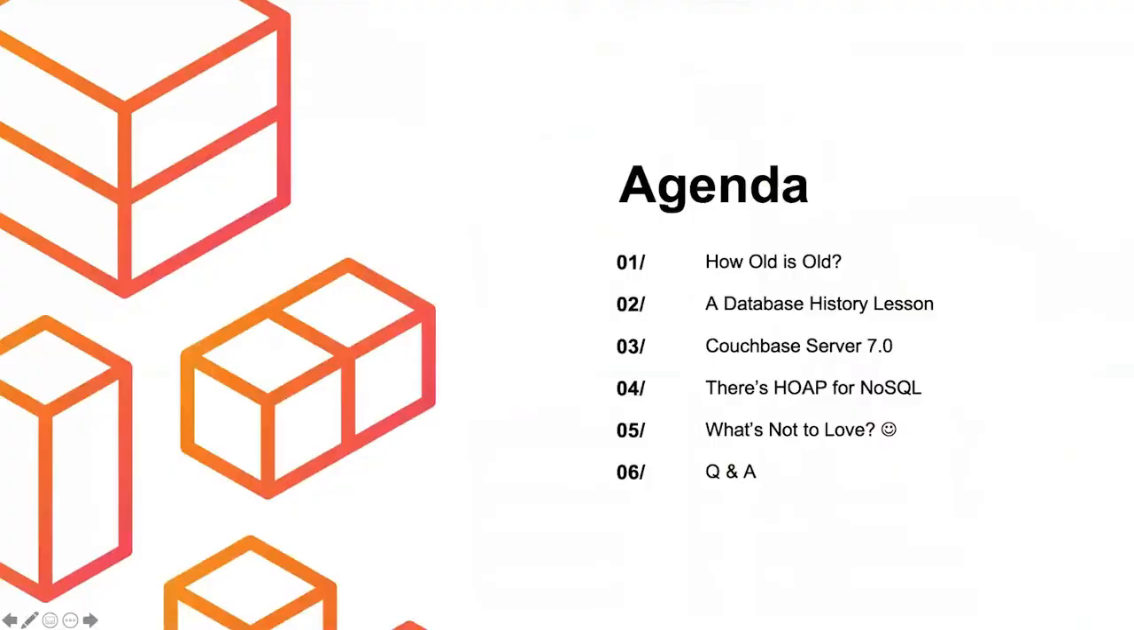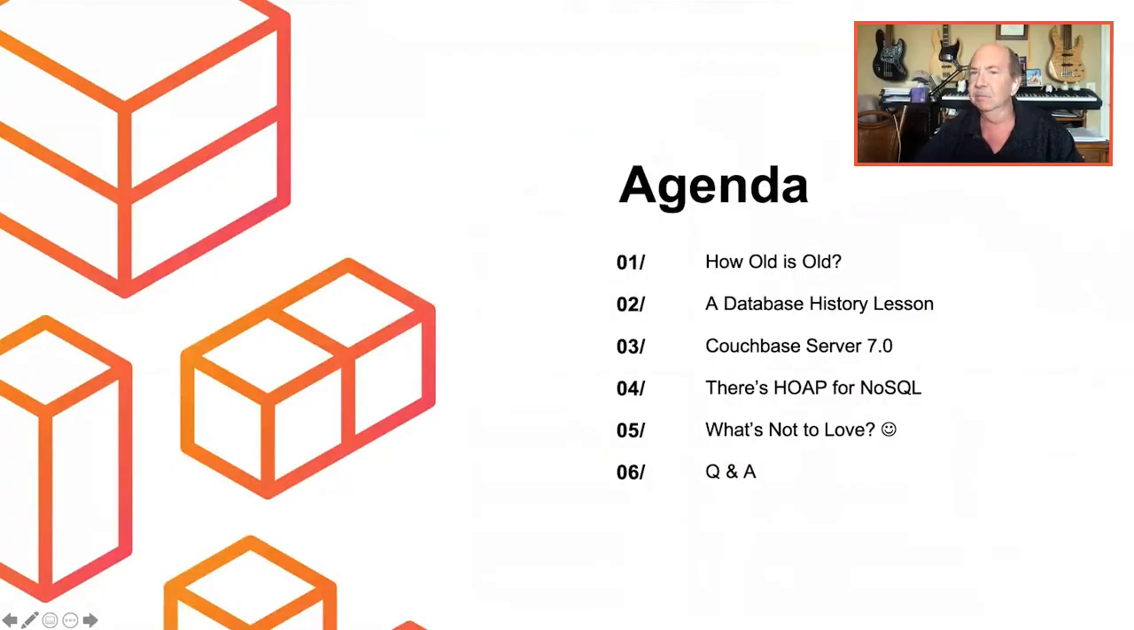All right, so the plan is to give you a little bit of background about me, because I'm saying I'm going to give you history and I'm an old guy, so I want to convince you that it's maybe worth listening to. Then I'll give you a database history lesson, and then I will talk about Couchbase Server, and particularly 7.0 and what it brings to the table. And then I'll talk to you a little bit about HOAP for NoSQL. I'll explain when we get there. And then I'll wrap up and take your questions in the online questioning thing that we do afterwards.